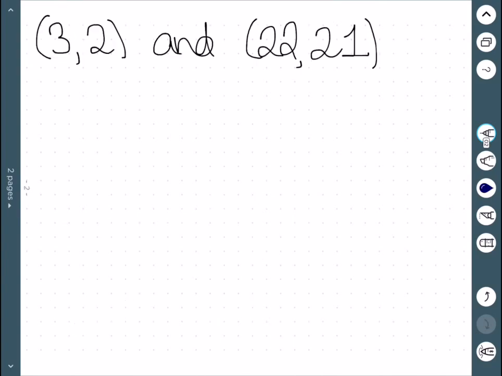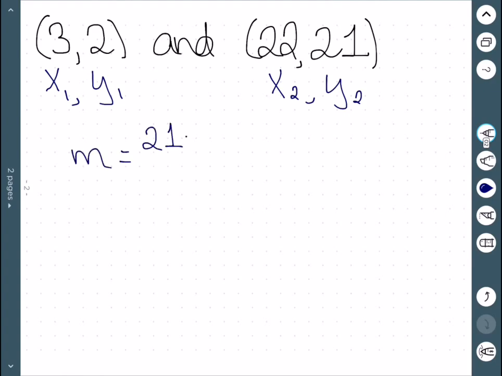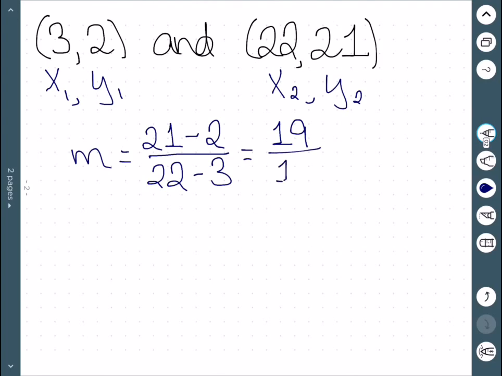Let's consider these 2 points. I want to find the slope of this line. We'll call the one on the left x1, y1 and the one on the right x2, y2. Using my formula, I have y2 minus y1 all over x2 minus x1. 21 minus 2 is 19, and 22 minus 3 is 19. Therefore, this line has a slope of 1.